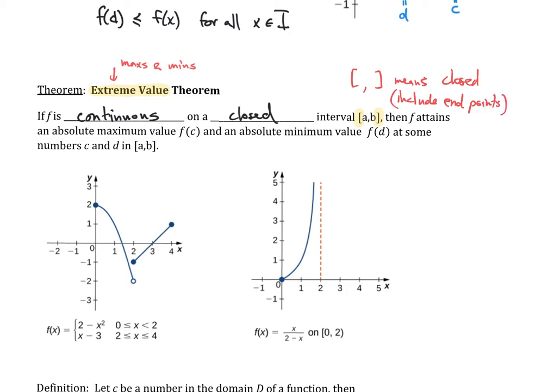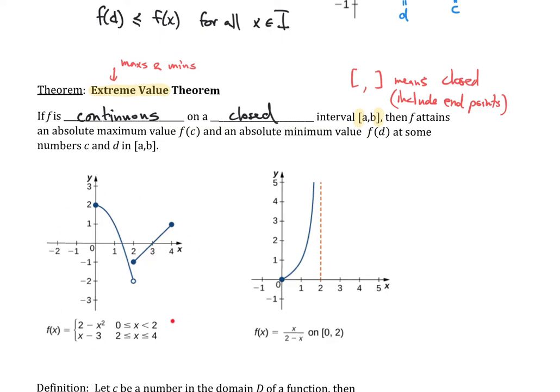So when you have a closed interval, then f attains an absolute maximum value, f of c, and an absolute minimum value, f of d, at some numbers c and d inside this closed interval. So the example we have up above is a great example of this extreme value theorem.